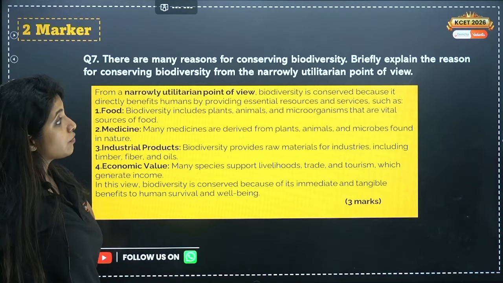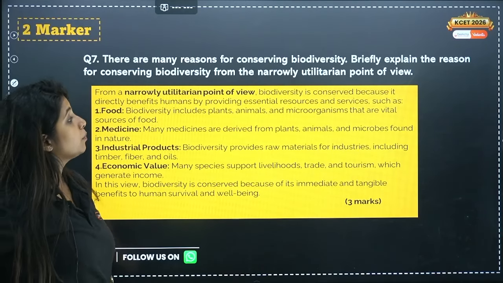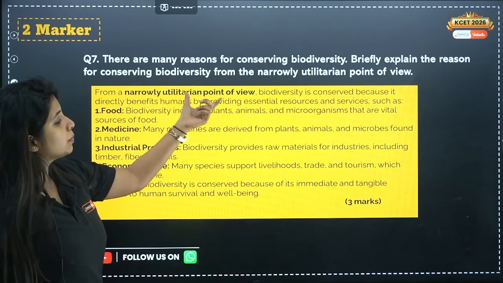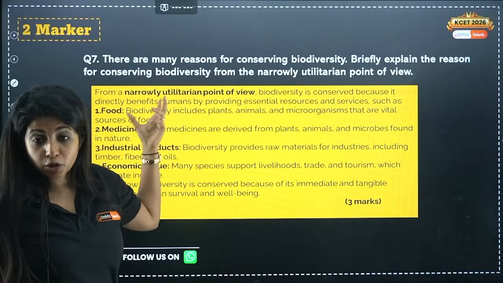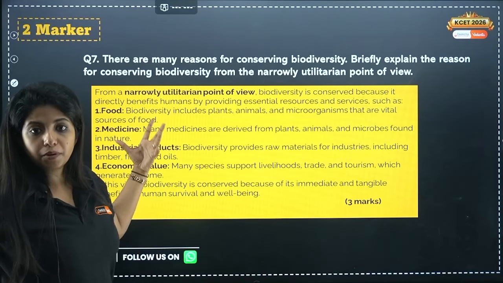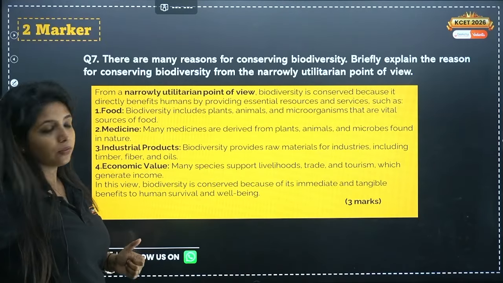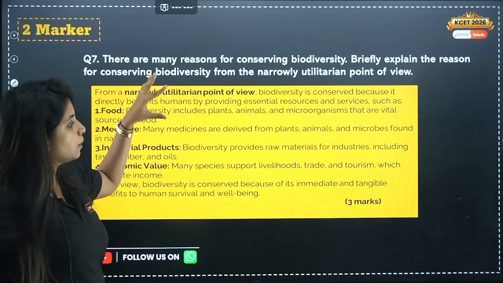There are many reasons for conserving biodiversity. Briefly explain the reason for conserving biodiversity from a narrowly utilitarian point of view. Why? The narrowly utilitarian point of view says that we should be conserving it because of the direct benefits such as food, medicines, industrial products, that is tannins and everything that we get from it. Okay, so that is the reason. So you explain that properly.